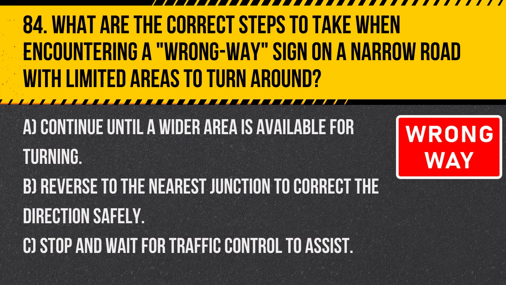Question 84. What are the correct steps to take when encountering a wrong way sign on a narrow road with limited areas to turn around? A. Continue until a wider area is available for turning. B. Reverse to the nearest junction to correct the direction safely. C. Stop and wait for traffic control to assist.